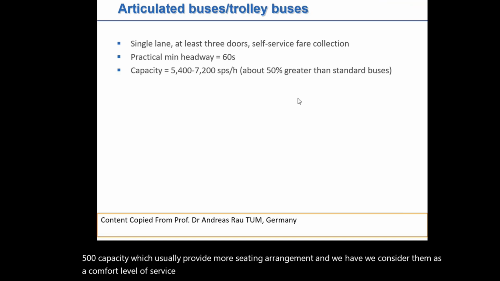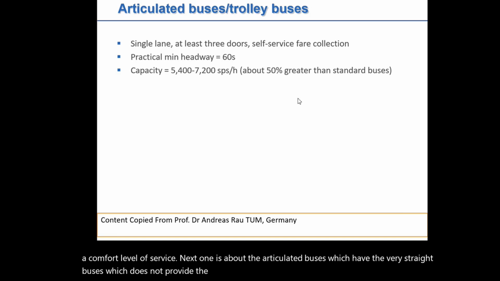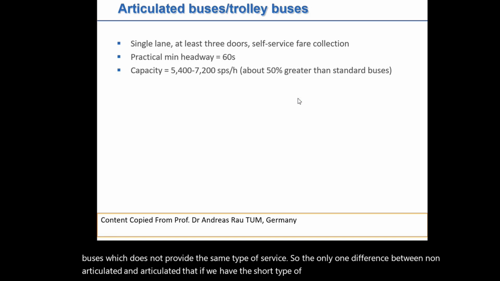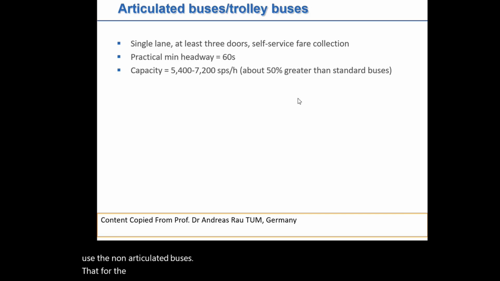Next one is about the articulated buses, which are very straight buses, which do not provide the same type of service. The only difference between non-articulated and articulated is that if we have a short type of curve, then we will use the non-articulated buses. But for the articulated buses, we need to construct a long and straight curve.